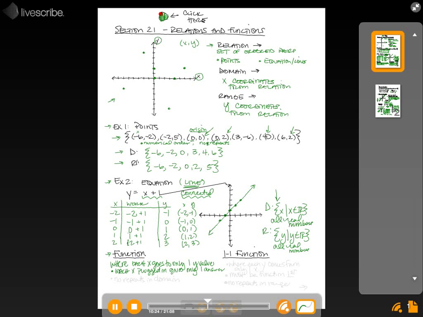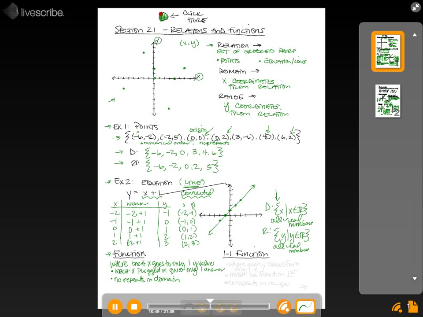So if I plug the number 5 into my problem, I get one answer when I do that. That's what it means. Another way of thinking about it is that there are no repeats in the domain, which is the same idea. Okay? If I plug a number in, I should get one answer. That answer shouldn't repeat for anything else. Okay? So that's what it means to be a function.